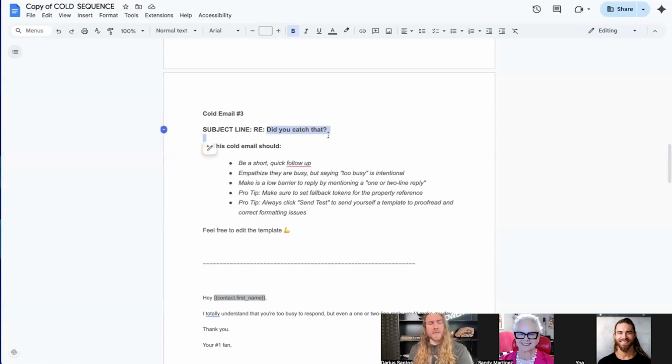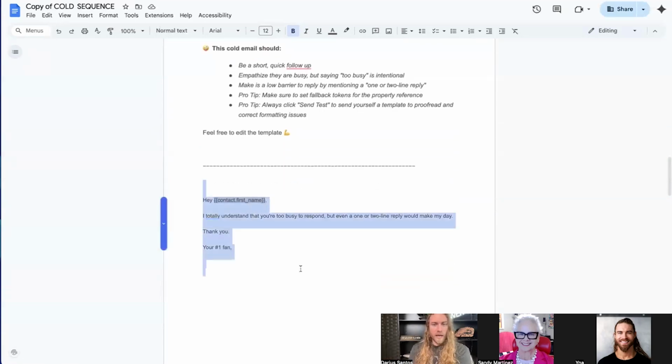Again, this is just a recommendation of something that's interesting, something that catches their eye. And they're like, wait, did I catch what? It looks like I missed something. You can come up with your own variation of what that is. This is just a suggestion. But the idea of this one is it's very short, very brief, and it's a follow-up of your previous emails. You could say this in your own words.